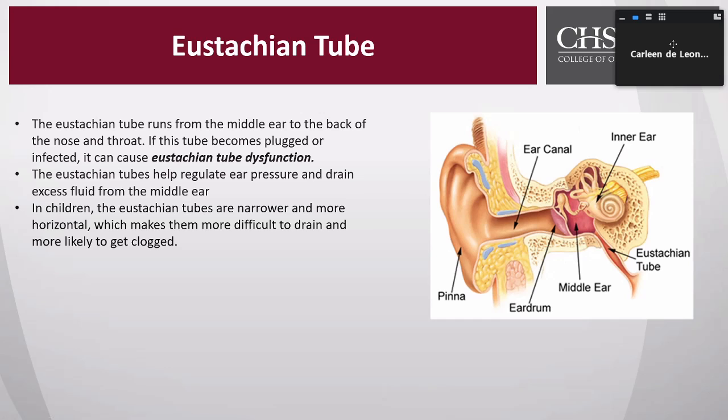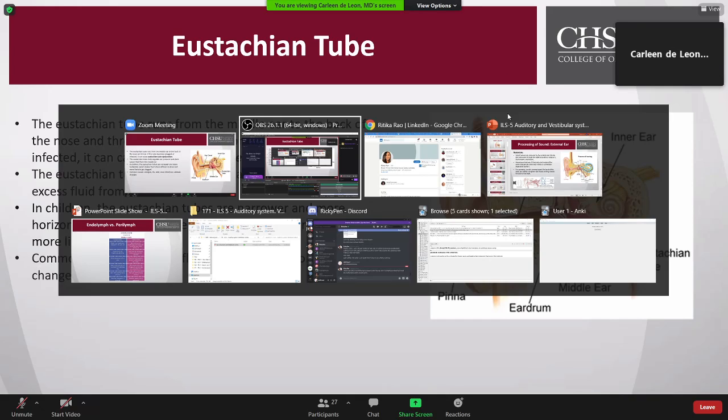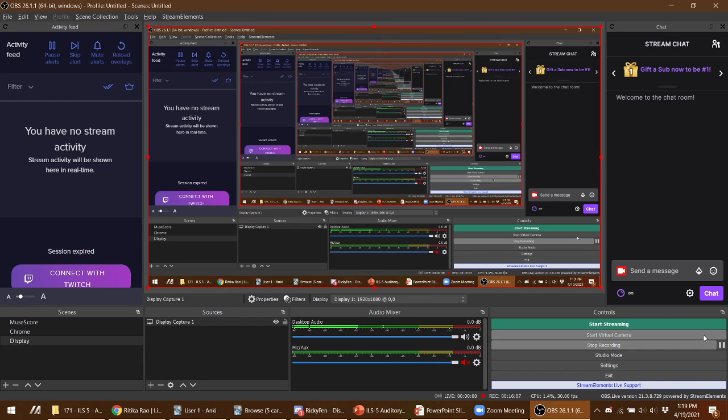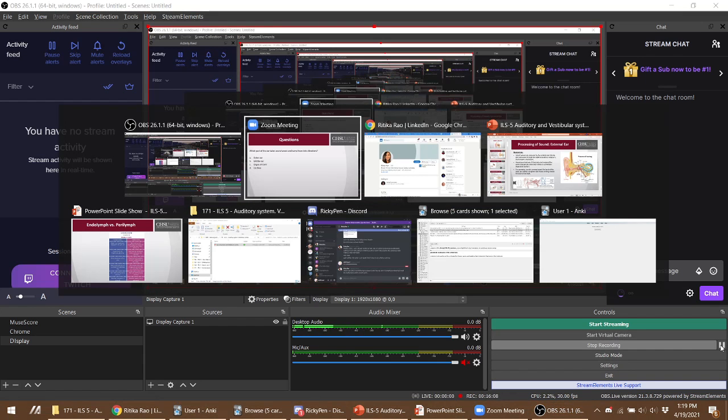Oh, and if somebody has this, it usually clears up in a couple of weeks as well. Some other common causes of eustachian tube dysfunction are vibrations.